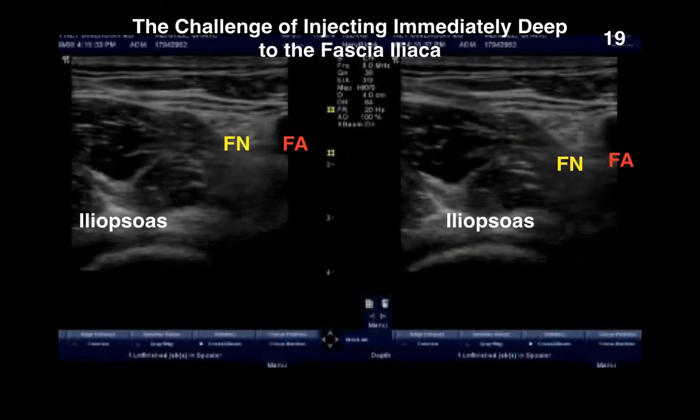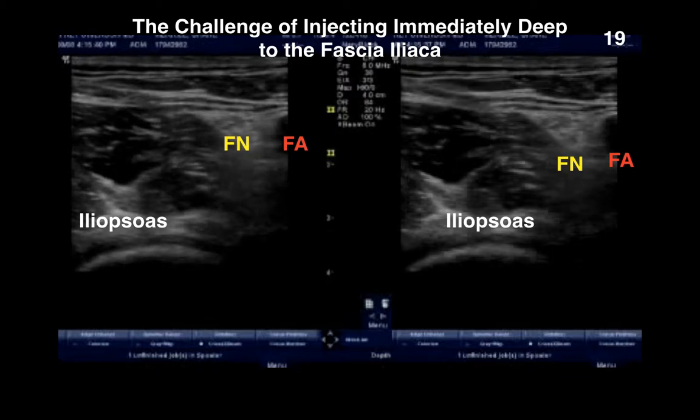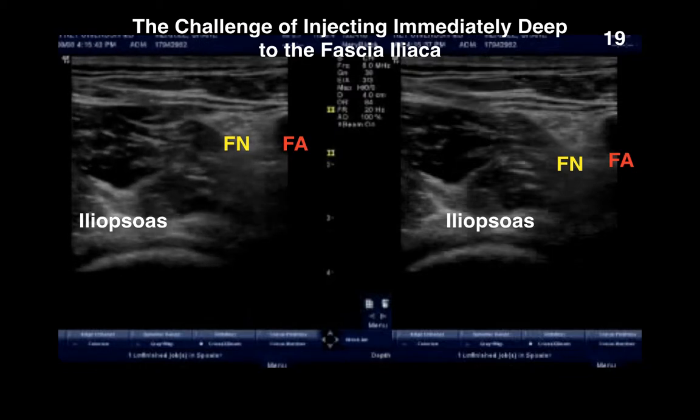Although injection immediately deep to the fascia iliaca is highly effective, it can be technically challenging. On the left panel of this slide, we see injection lateral to the femoral nerve in a plane superficial to the femoral nerve and femoral artery. The distribution of local anesthetic in this plane is ineffective.